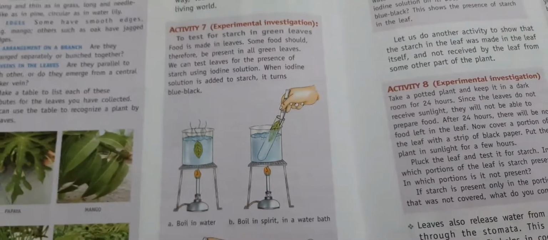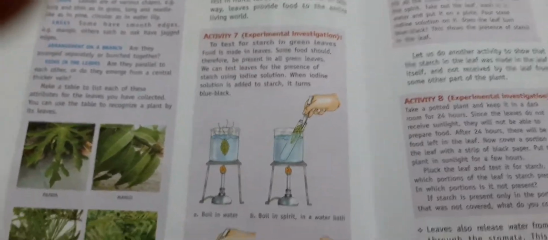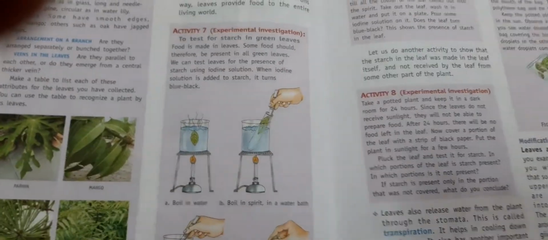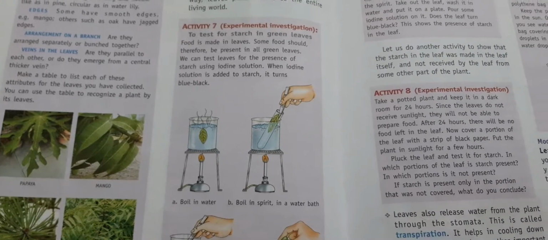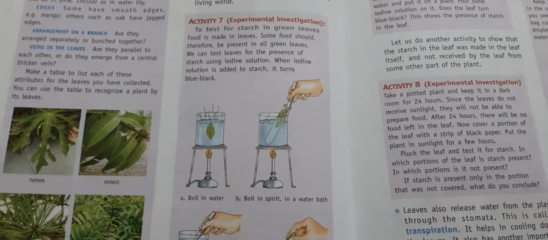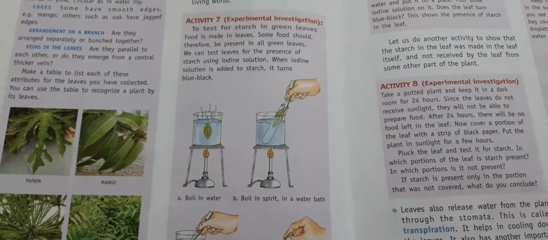Now when we talk about experiment number 7, we had said that the leaf prepares food and stores food in it, so we should get some food in the leaf also. To test that, we test for starch in the leaf.